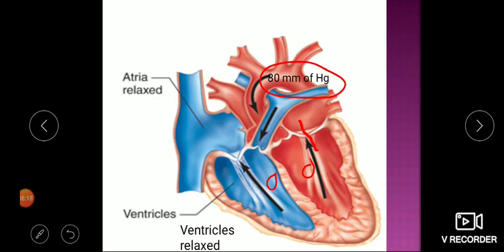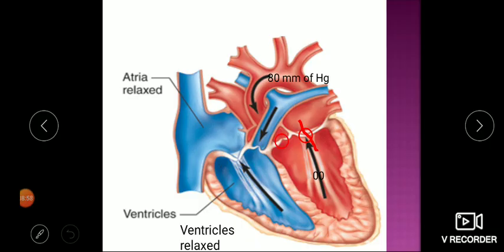So how much is the blood pressure? We'll see that under hemodynamics, why it is 80, why it is not 0. But note the point at present that at the end of diastole also, when the pressure inside the ventricle is 0, the pressure inside the great vessels, especially the aorta, is 80 millimeters of mercury. So at the end of diastole, the blood is coming from atria to the ventricle when pressure is 0, when atria was contracting.